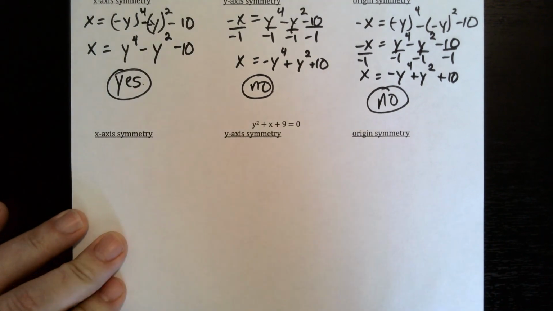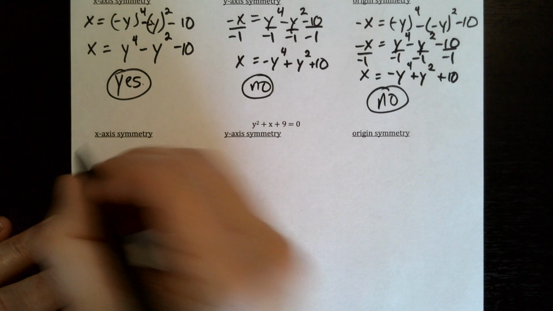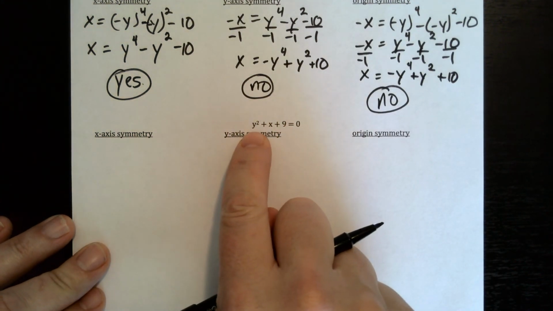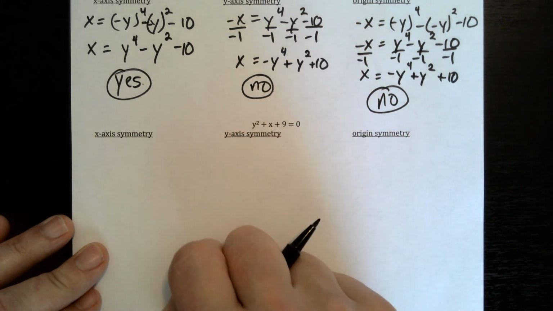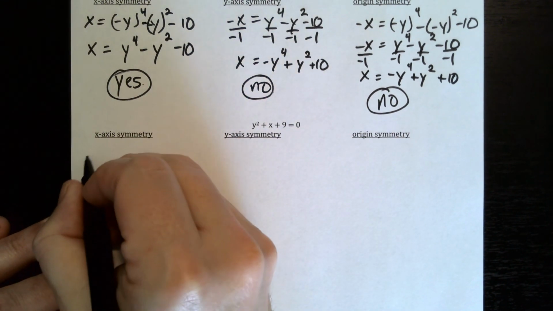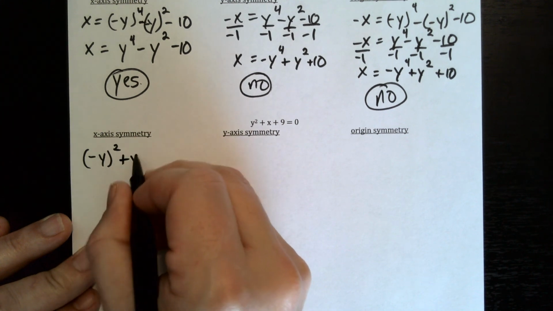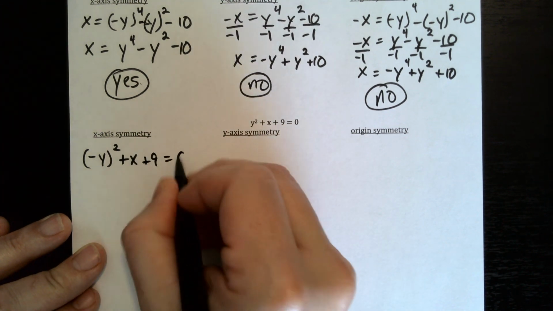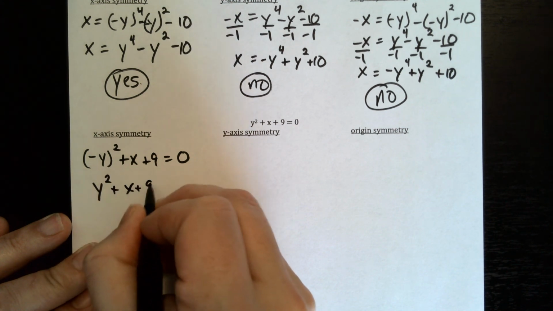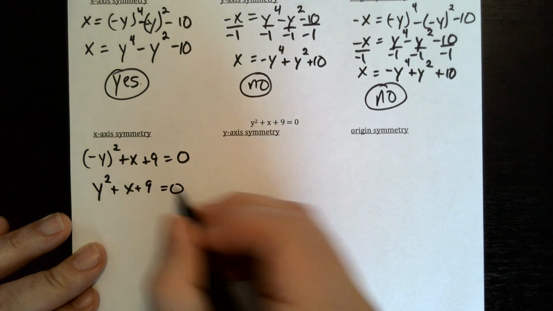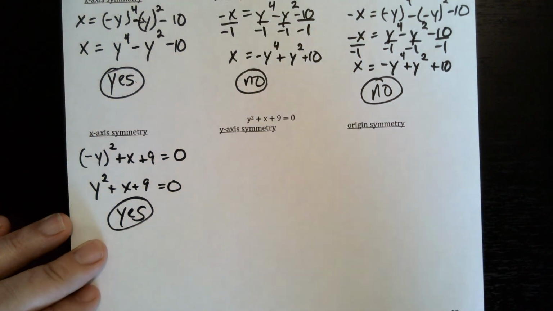All right, last one. X-axis symmetry, let's replace y with negative y. So you can already see without even writing down, if I put a negative y in here and it gets squared, it becomes positive. Nothing else will change, right? So it does have x-axis symmetry. Let me go ahead and write it down real quick though. Plus x plus 9 equals 0. This negative gets squared and becomes y squared plus x plus 9 equals 0, which is the same as the original one, so that is yes on that.